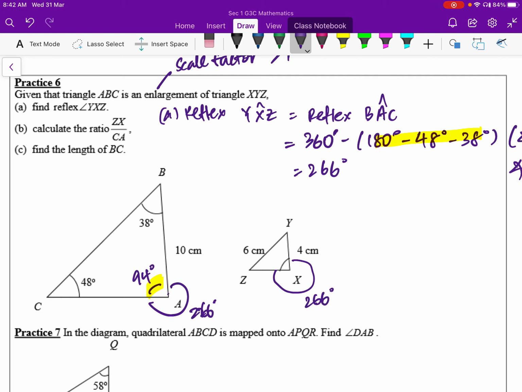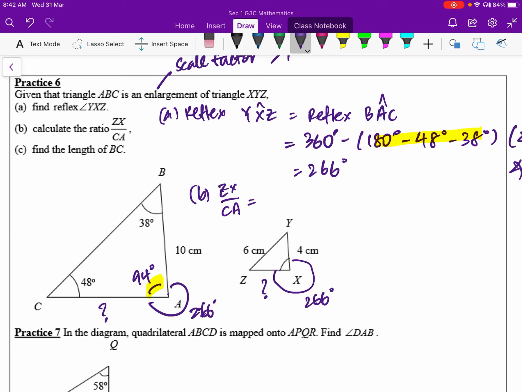266 degrees. And then our part B, calculate the ratio of ZX over CA. ZX, CA. Oh, I don't have the information. ZX, I don't know what that is. CA, I also don't know what that is. ZX over CA. Big question mark.